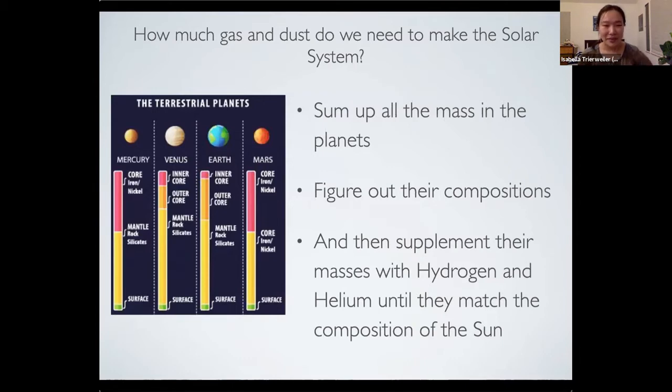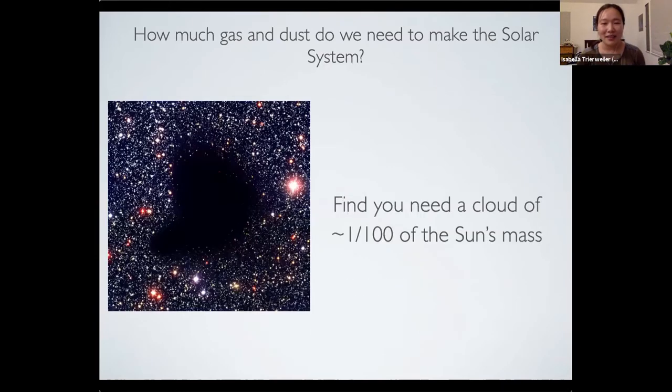So a number of people have done this. If you go through this and you sum up all your planets and then you scale it all up to match the composition of the sun, what you find out is that you actually only need about 1/100th of the sun's mass in gas and dust to make our planets. So it's really not too crazy, actually.